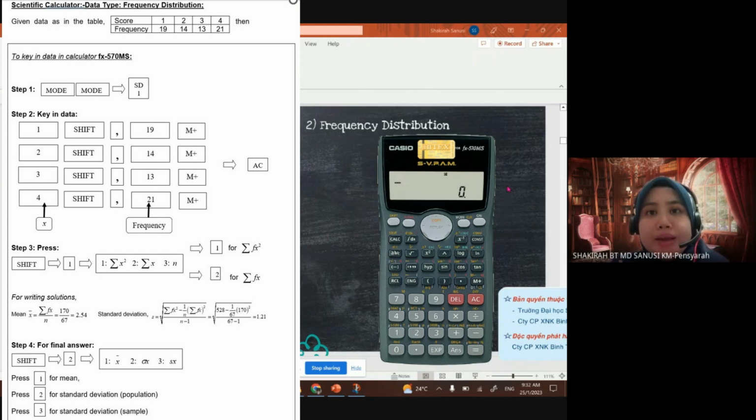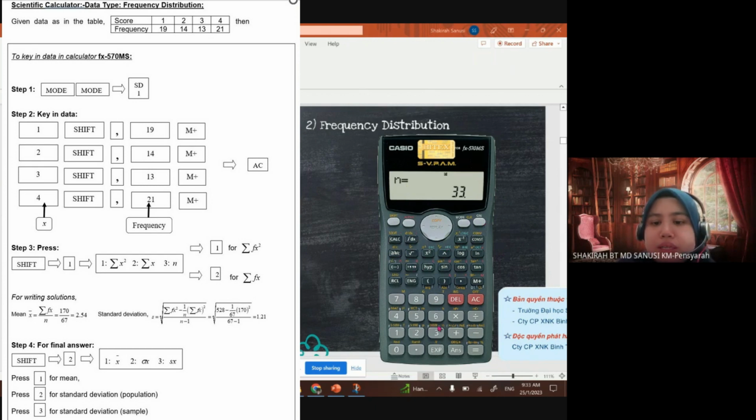Step number 2, we key in the data, but now we will key in the data by pair. Just now individually, now by pair. Step 2, so press 1, Shift, comma, and 19. So M plus. Next, we key in our second pair. Number 2, Shift, comma, 14, and M plus.